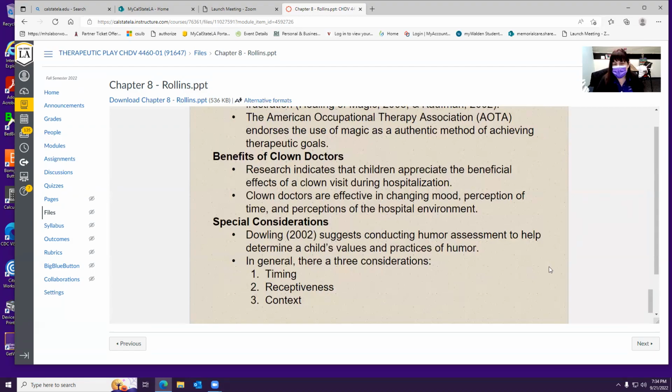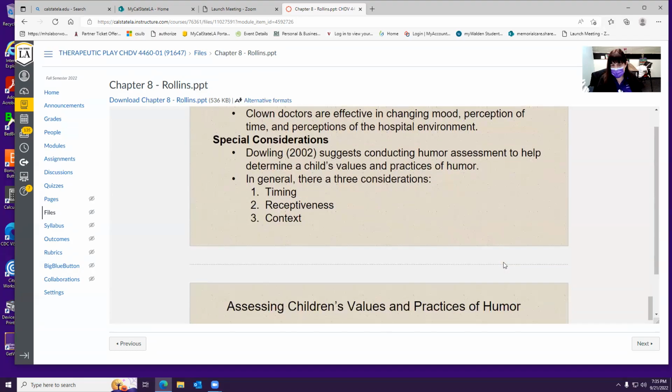There are some special considerations. Dowling suggested that conducting a humor assessment would help to determine a child's values and practices of humor, like what is funny and what they watch on TV that makes them laugh. There are 3 considerations: timing, receptiveness, and the context of the humor.